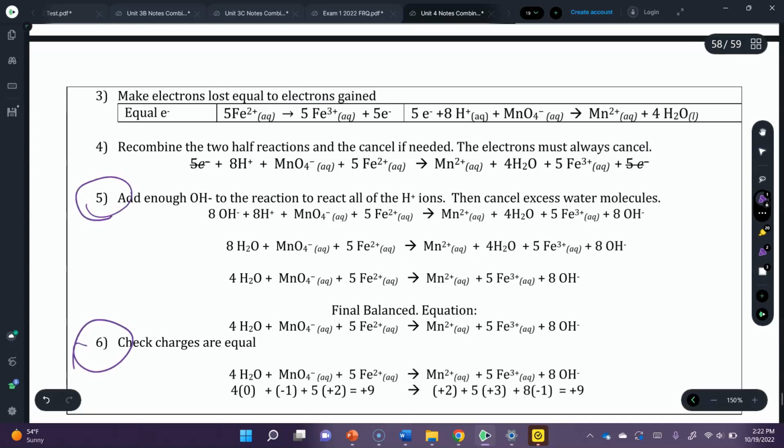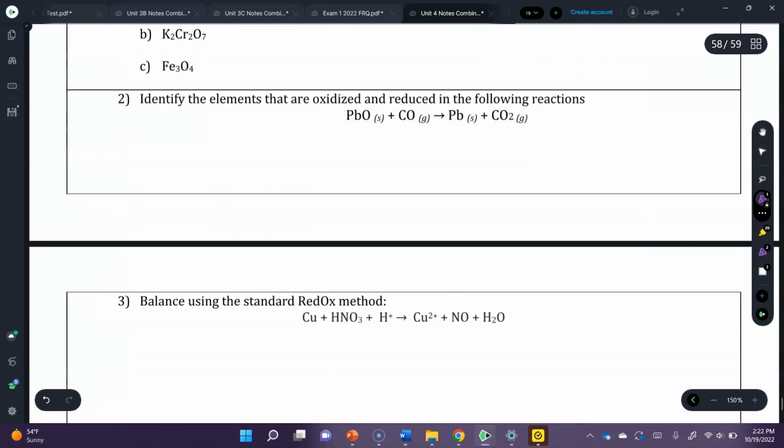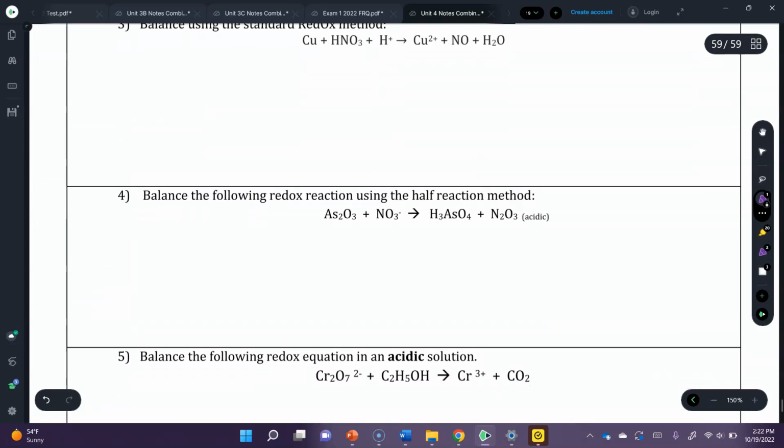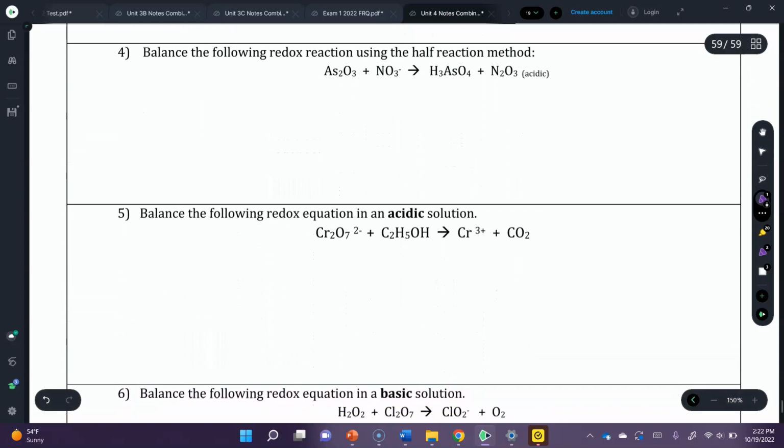Okay, so when you get to question 6, make sure you reference back to that. We will also do additional practice in class. This is just to get you started. So we're going to first identify our half reactions. Find the common species in both of these, and those end up being your half reactions.